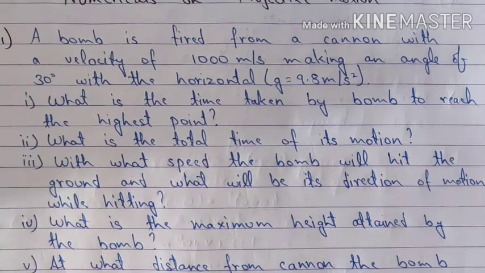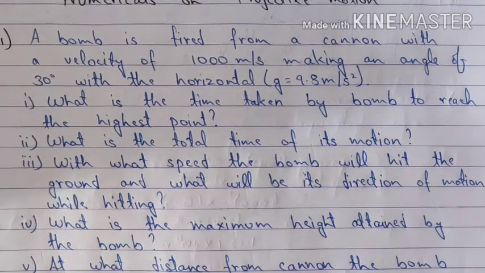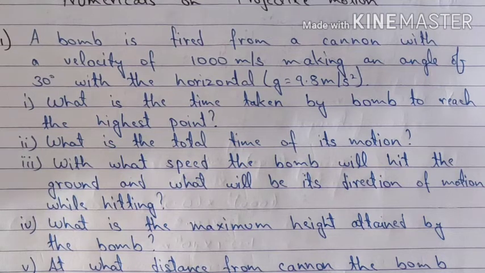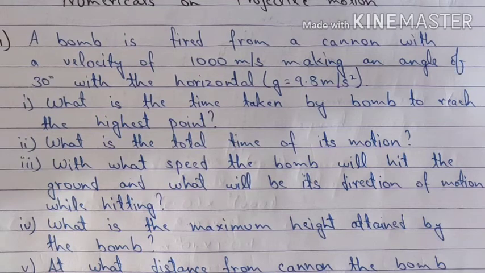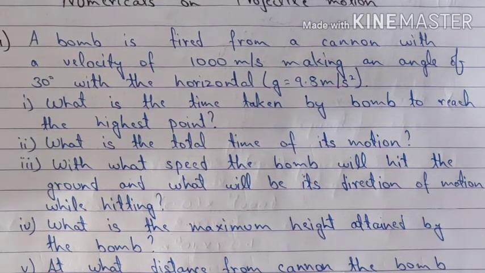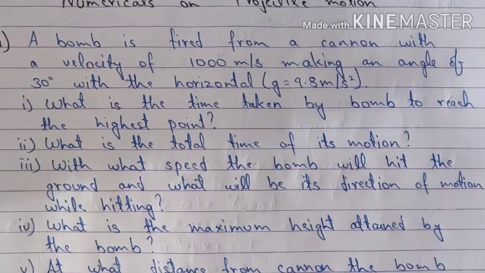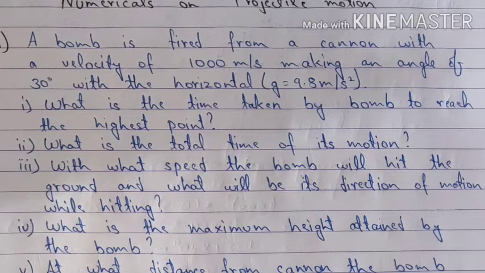So if you note over here, what are the things given to you? We have got the value of initial velocity, that is u is equal to 100 meters per second. The angle of projection is 30 degree, that is theta naught is equal to 30 degree, and the value of gravitational acceleration is given as 9.8 meters per second square.